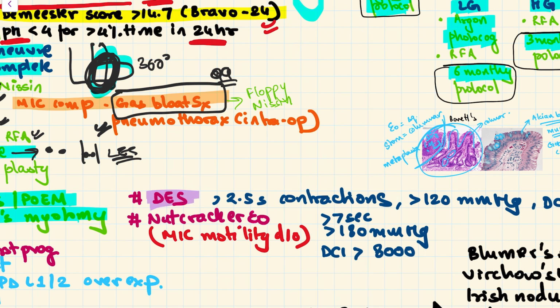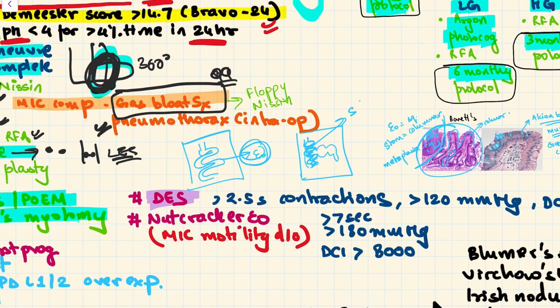Now let us quickly look at other motility disorders. First is diffuse esophageal spasm. How do you identify it? On X-ray you will see a corkscrew appearance of the esophagus. Don't confuse this corkscrew appearance of the esophagus with midgut volvulus. In midgut volvulus there is a rotation disorder, so the entire midgut is shifted to one side, while here this is the esophagus, and here this is small intestine. So these are two separate things. Midgut volvulus will also have a corkscrew appearance.